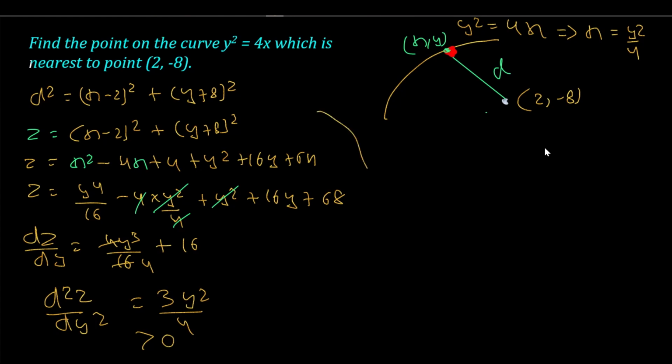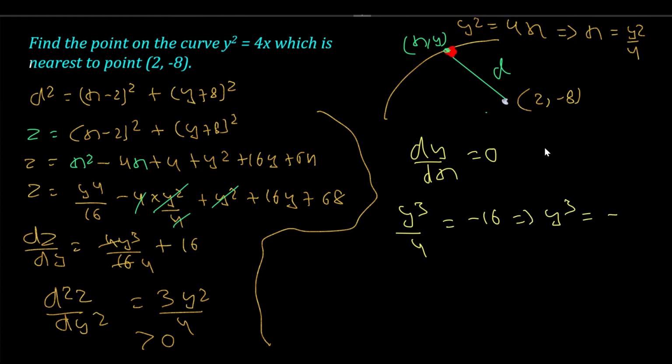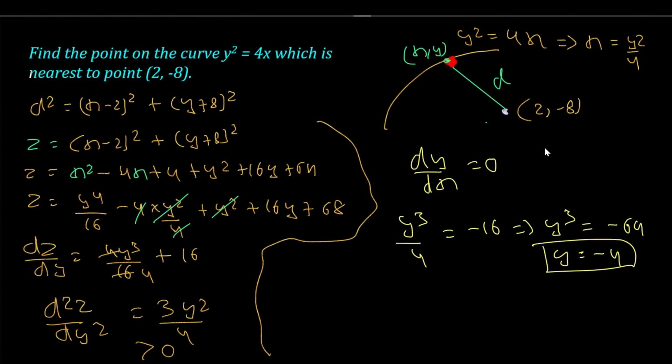Now, once we have obtained this, next is to equate dz by dy with 0. That means for maxima or minima, we equate the first derivative with 0. Equating this with 0, what we are getting? This is y cube over 4 on transposing 16 to the other side. So this implies y cube is equal to minus 64. So that results to give you y as minus 4. Now, once we have obtained y as minus 4, what can x be, right?